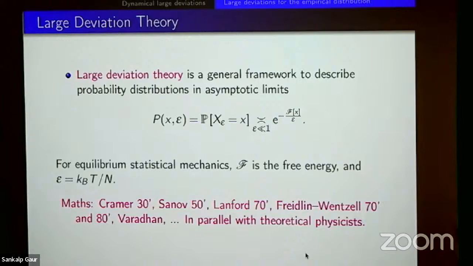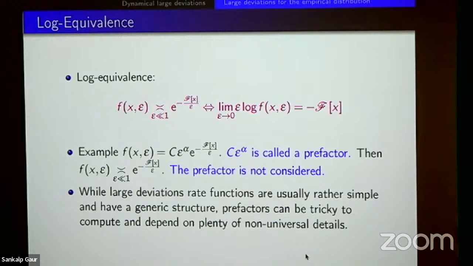So let me come back to the meaning of this symbol here. I told you that it can be called log equivalence. These symbols mean that the log of the left-hand side is equivalent to the log of the right-hand side. Or equivalently, we can write that the limit when epsilon goes to zero of epsilon multiplied by the log of f is minus f.